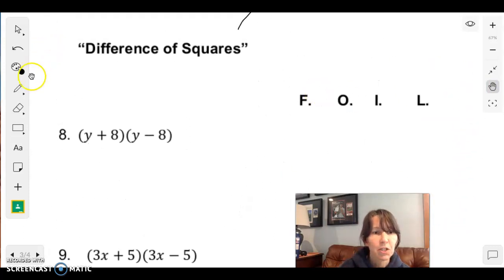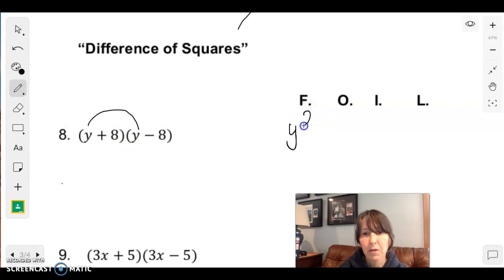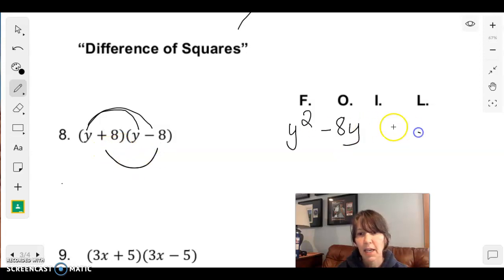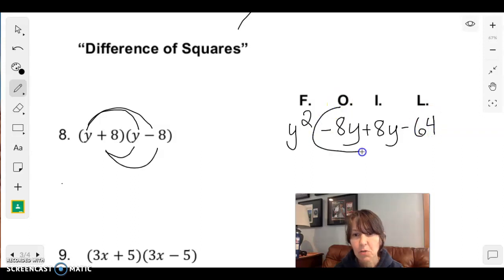So here, we can FOIL this. So we've got y squared minus 8y plus 8y, I drew that arc in the wrong place, plus 8y, and then minus 64. These two cancel. y squared minus 64.